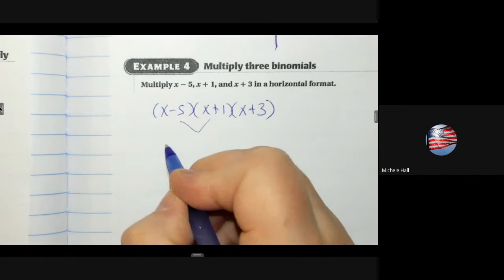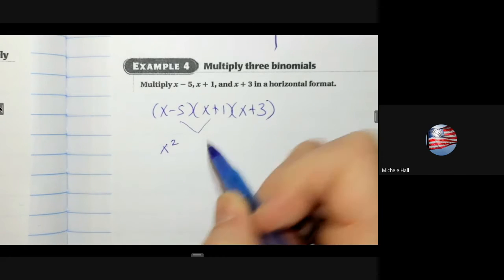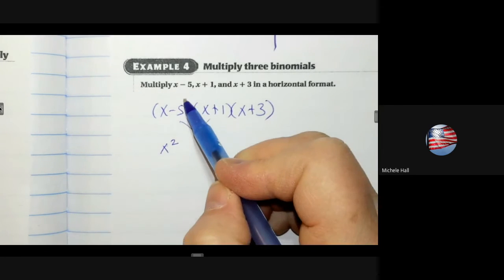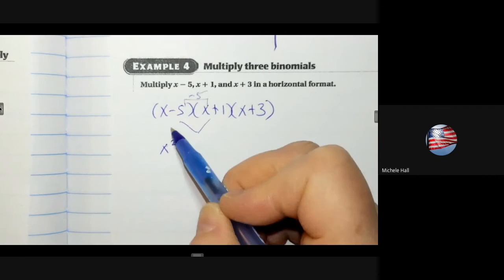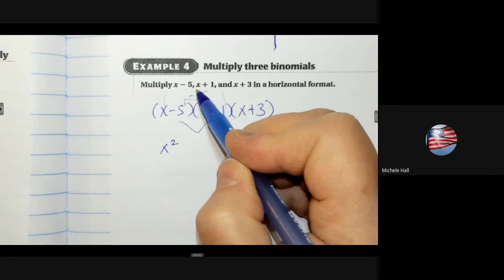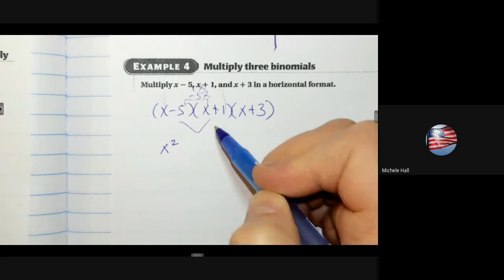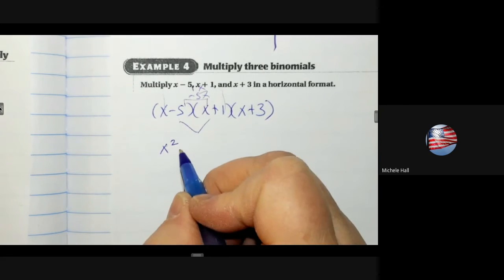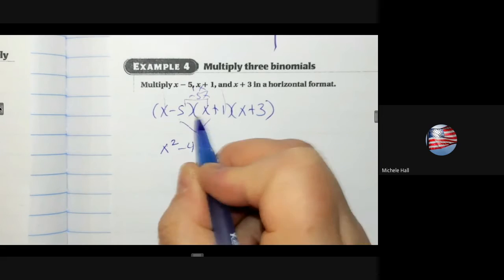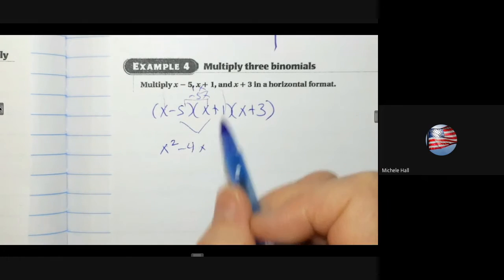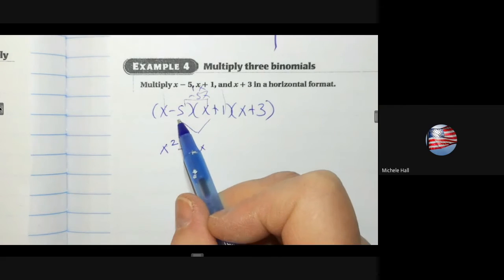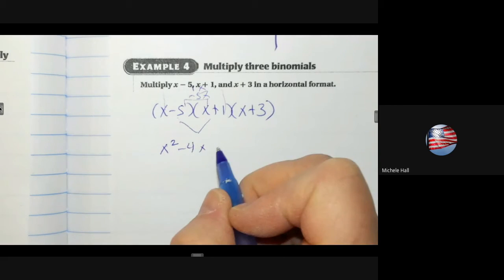X times x is x squared. And the middle term is going to be the inner and outer. So negative 5 times x is negative 5x. And then x times 1 is 1x. So we get negative 4x. Remember, you add them and then multiply them. So you're adding negative 5 and 1 to get negative 4, and then you're multiplying negative 5 and 1 to get a negative 5.